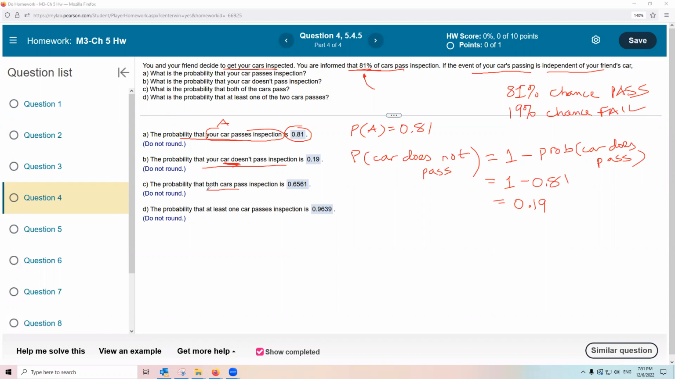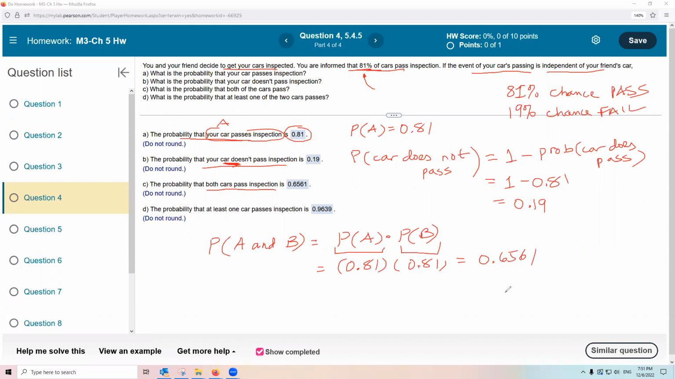All right, what about the probability that both cars pass inspection? Well, there's a probability rule. If you want to know the probability that your car passes and your friend's car passes, if the two events are independent, you can write that as P of A times P of B. So I'm just going to multiply the probabilities together. The probability that my car passes is 0.81. The probability my friend's car passes is also 0.81. So if I multiply 0.81 times 0.81, I get the answer 0.6561. That was part C.